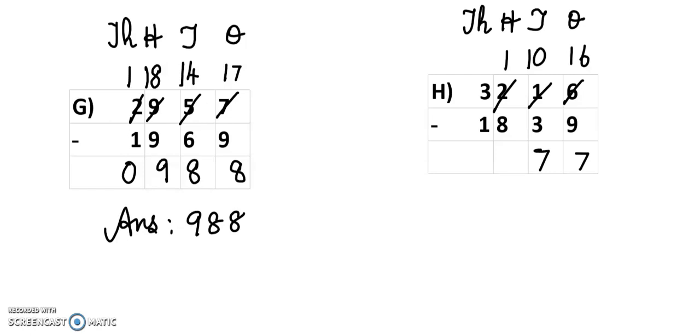Next, can we subtract from 1? No. So we have to borrow from the thousands place. So 3 becomes 2. In the hundreds place, 1 becomes 11. So 11 minus 8. 8 after: 9, 10, 11. So what is the answer? 3. Next, 2 minus 1. So 1 after 2. So what is the answer? 1.